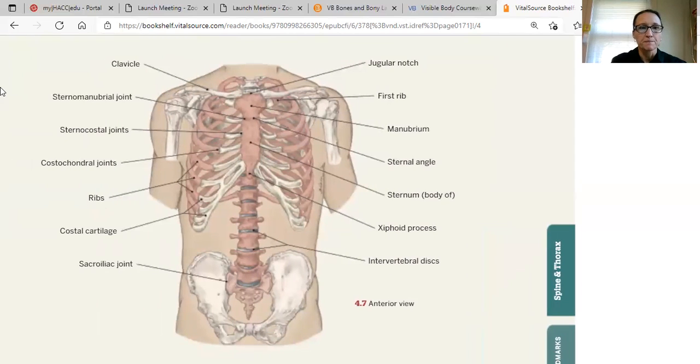Move that over for a second. So here, I lost my pointer. So here we have, there it is.